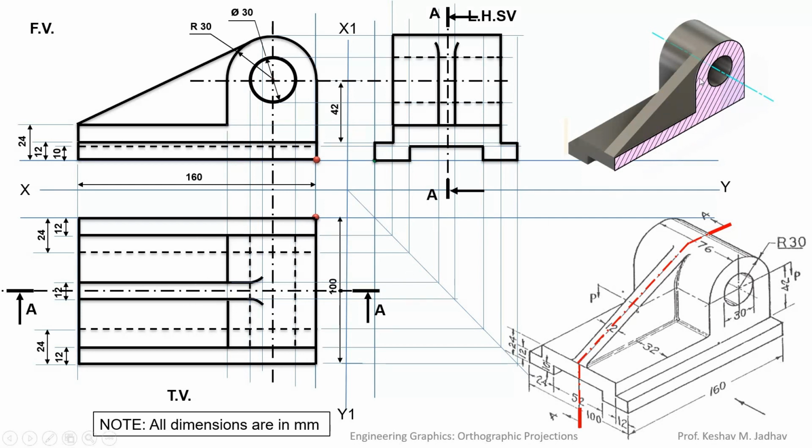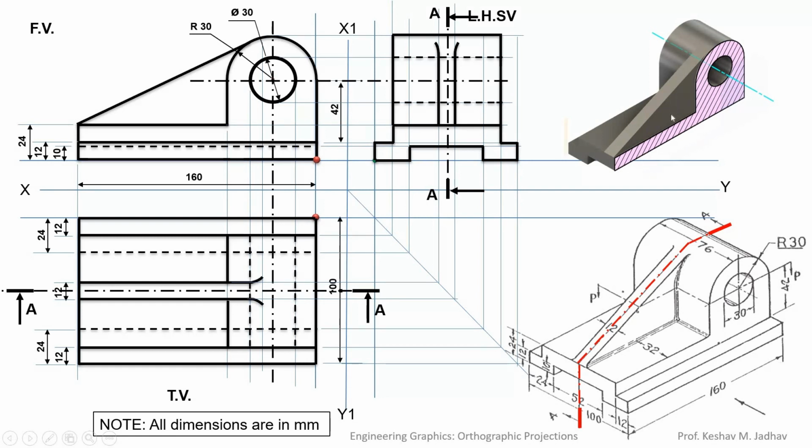But here, even though this cutting plane AA will cut this rib, we should not show the hatching lines for that cut portion of the rib, because it is cut along its length. This cutting plane is not cutting the object across the rib, it is along the length of the rib. So we should not show the hatching lines for the rib portion.